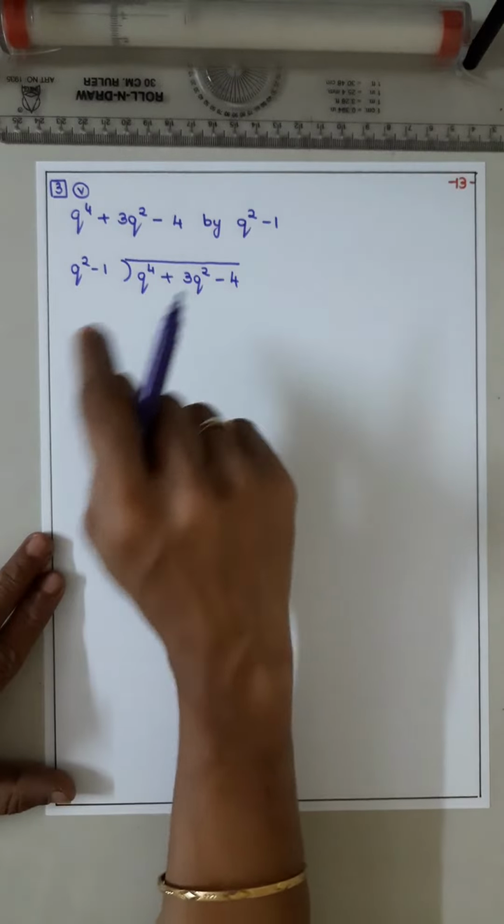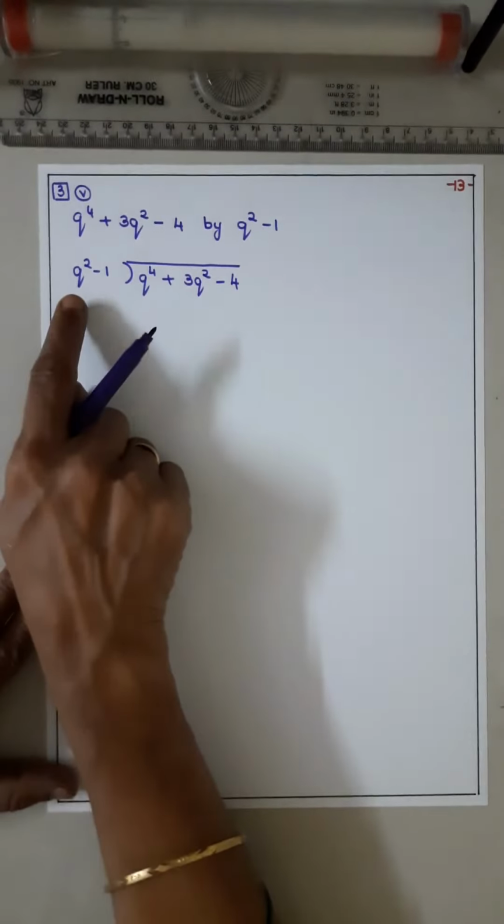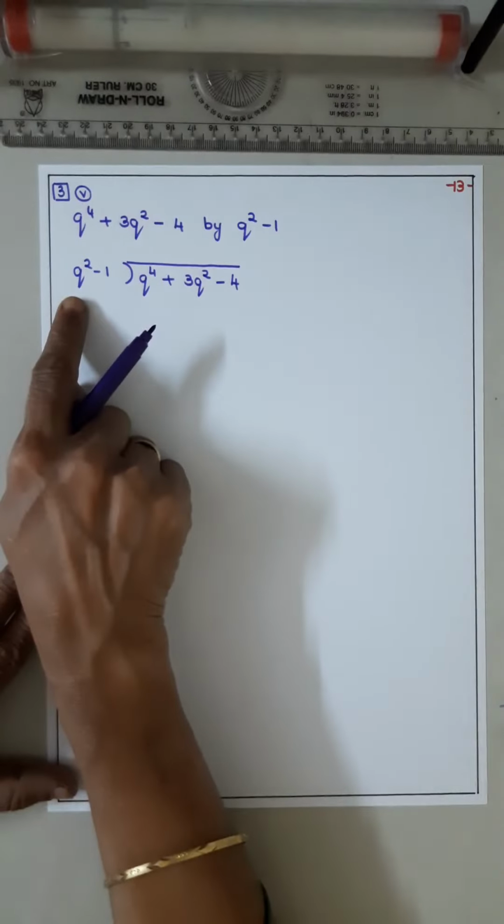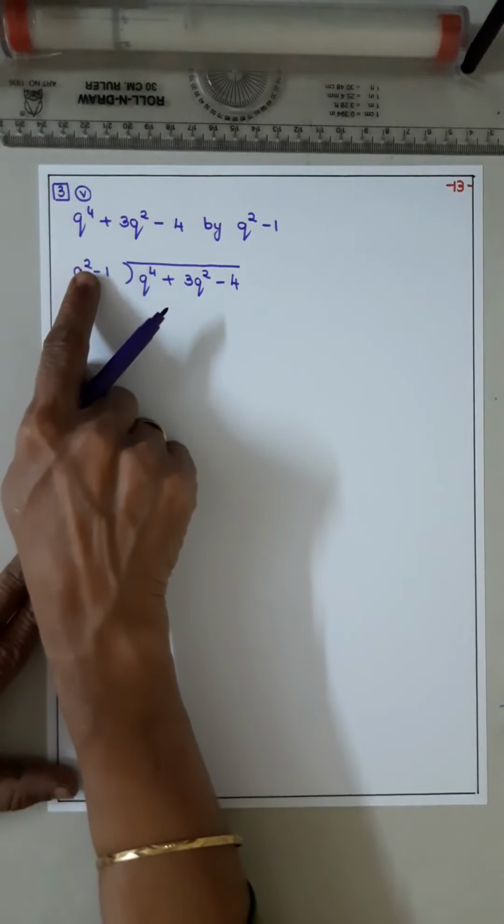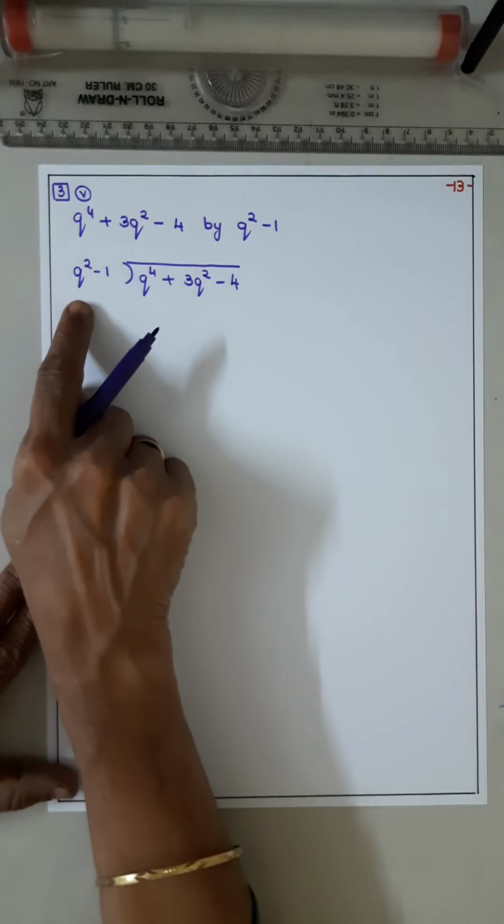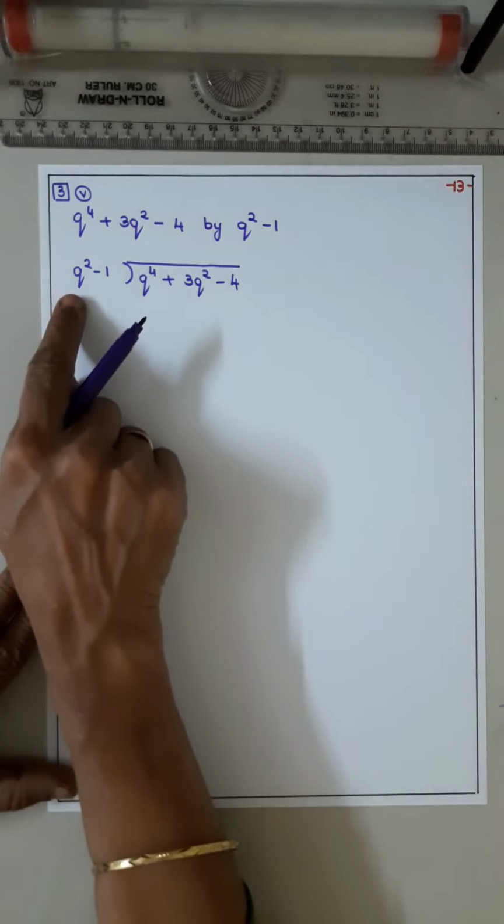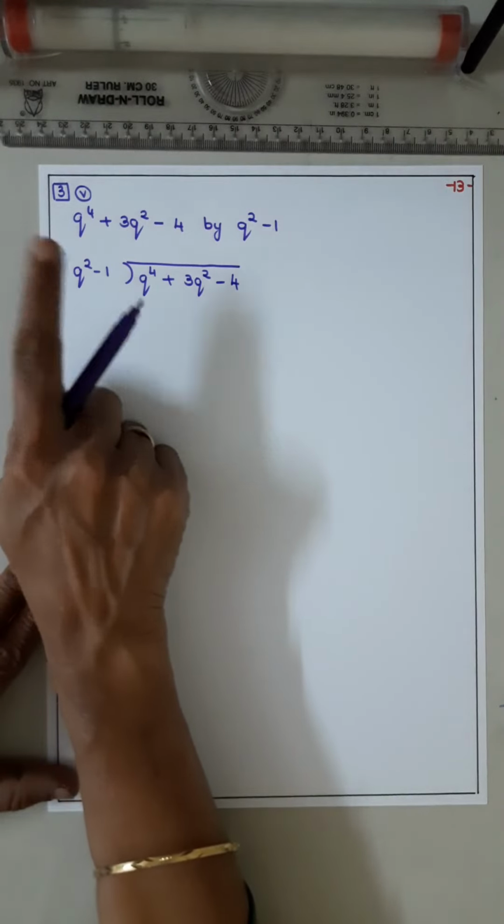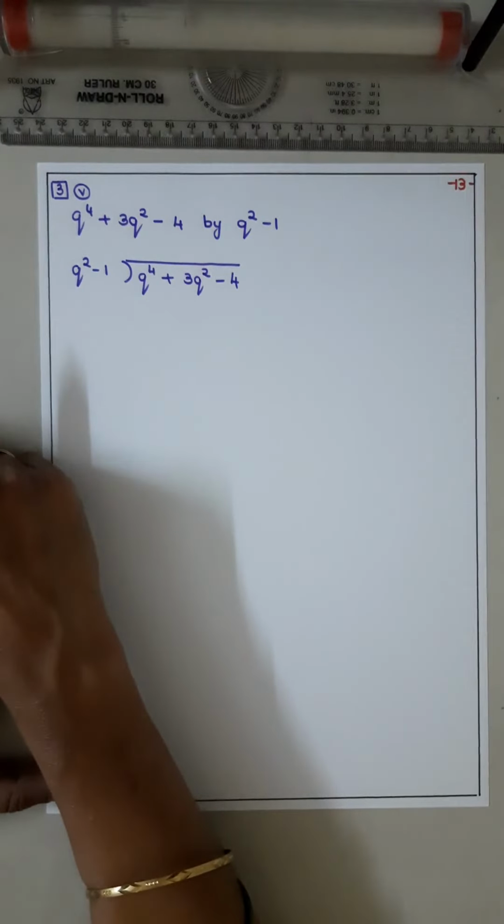But here we are not putting. Why? Because the divisor is also having a power. In all those cases, the divisor was with the power 1. But here the power is 2. So here there is no need of putting.